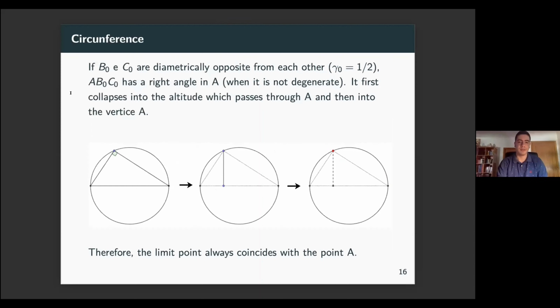The other simple curve we can explore is when the two fixed points are opposite each other. And so the moving vertex, there will always be a right angle at the moving vertex. And so the pedal will first degenerate into a segment, which will degenerate into a point located at the moving vertex. And so the limit point always coincides with the moving point, and the curve we obtain will be the circumference.